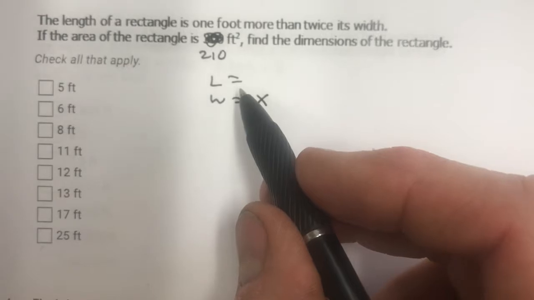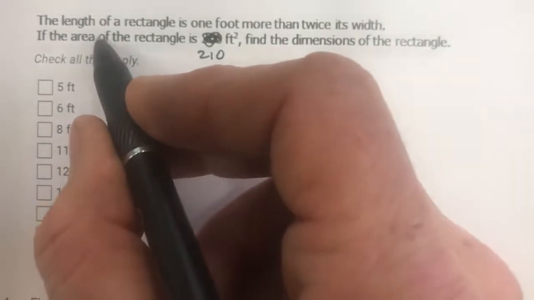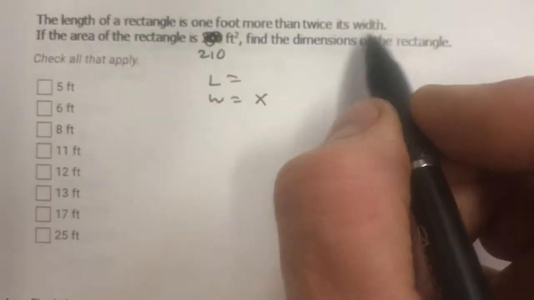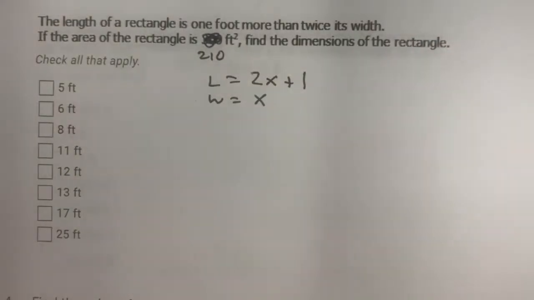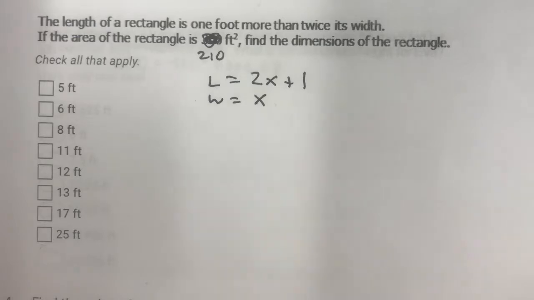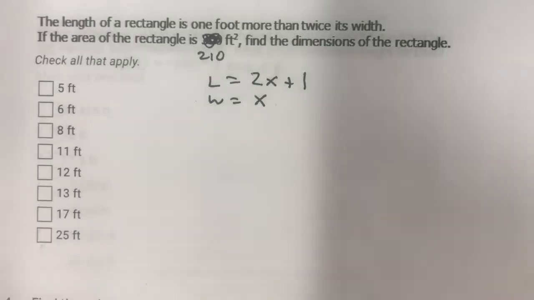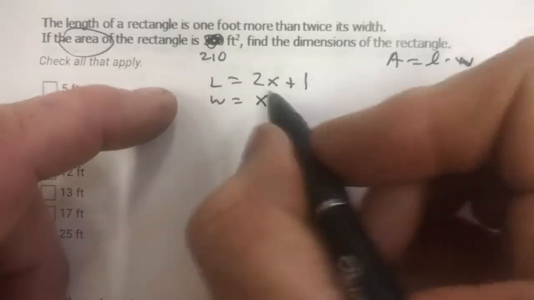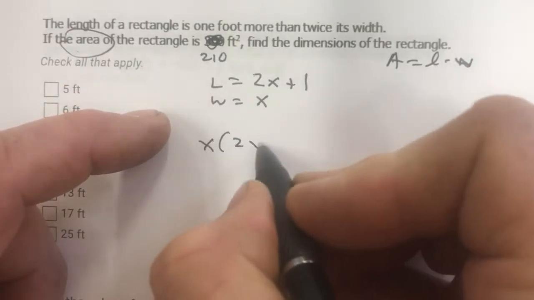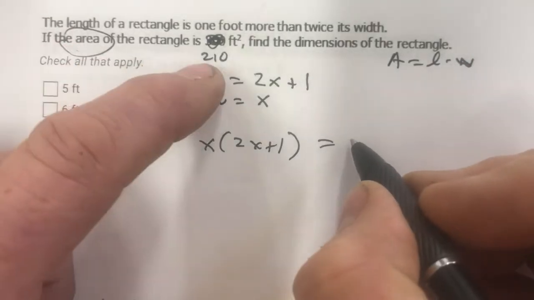Now how do I write the length in terms of that? The length is 1 foot more than twice the width. So twice the width, and it's 1 foot more, so it'd be like that right there. So there's my length and width in terms of x. Now it says the area is 210, and area is length times width. So if I multiply these two, that should equal the area, which is 210.